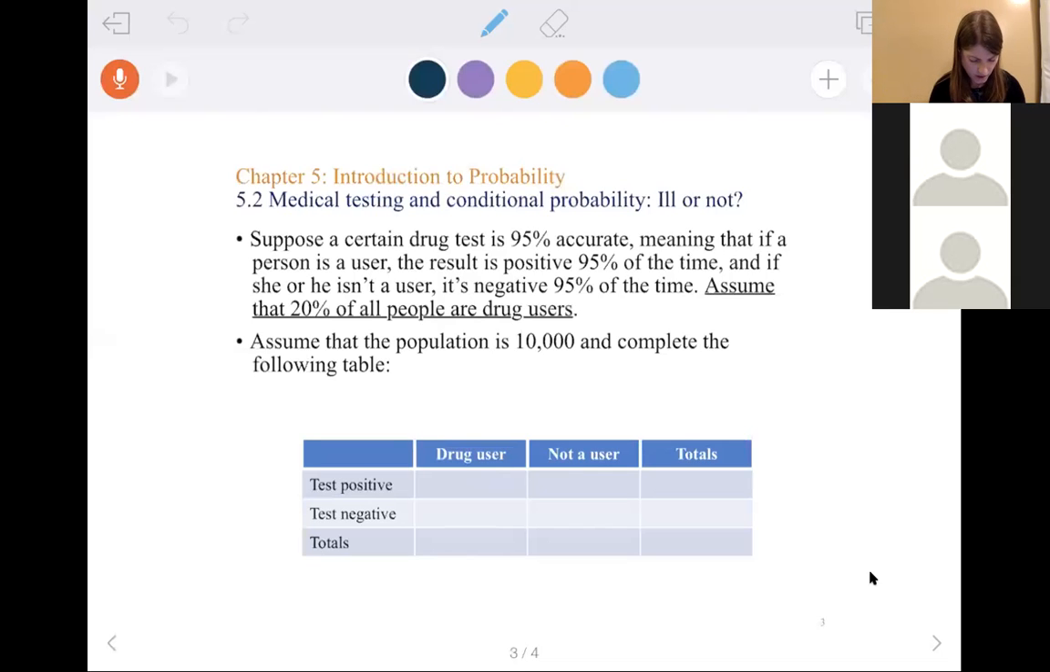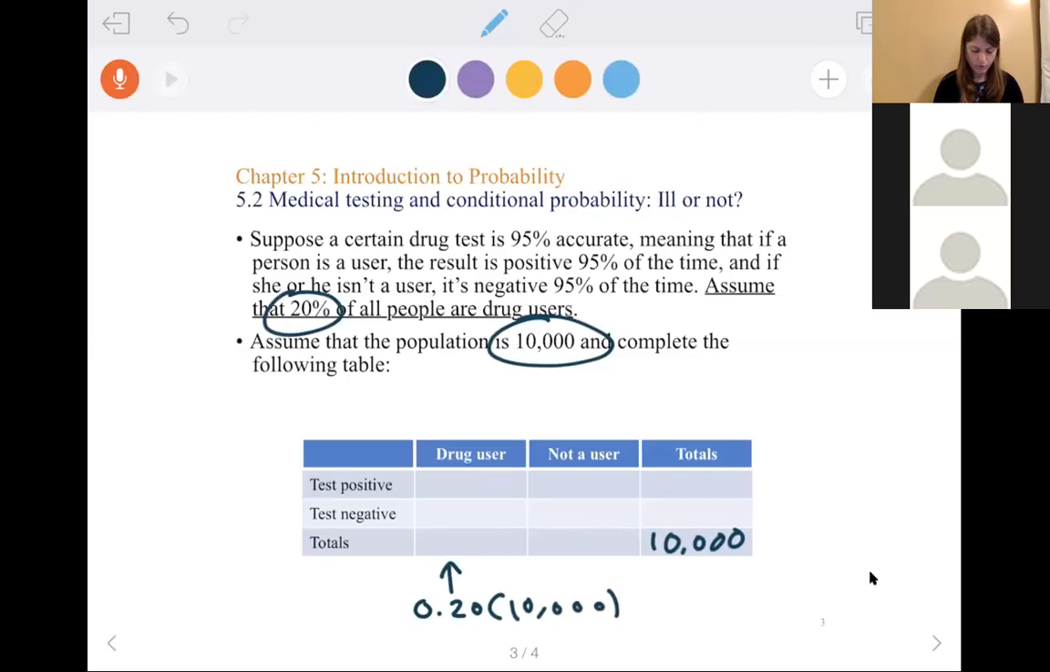Okay, so let's go through it together. Here, if we look at our 20%, we're going to combine our 20% and still assume a 10,000 population to start filling in that bottom row. So keep in mind your grand total is 10,000. And then this time, 20% are drug users. So if we do 20% of 10,000, that's going to give me 2,000. So if 2,000 are drug users, then 8,000 are not.